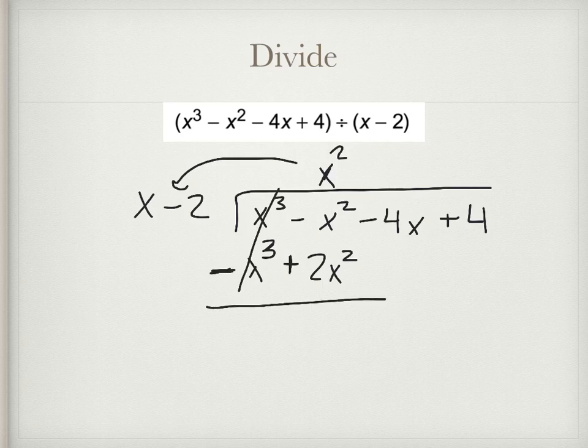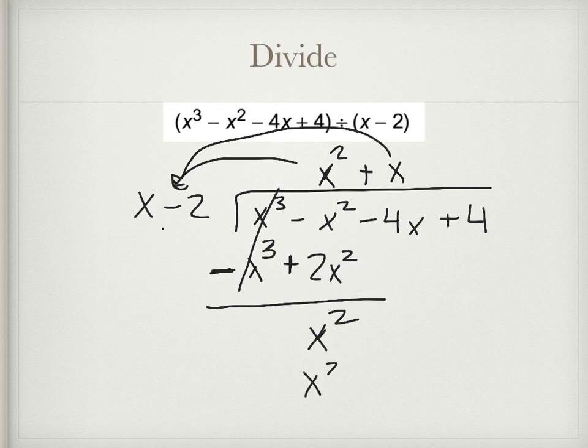And now we add the x squareds. So we have negative x squared plus 2x squared. And what do we get? X squared. So now we need to see what times x gives us x squared. Just x. And now what do we do? We multiply it, so we get x squared minus 2x.